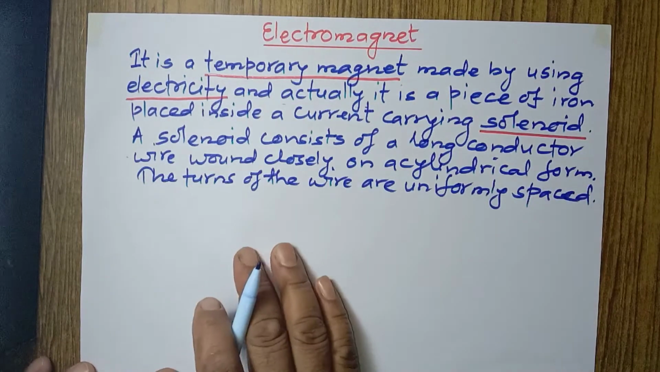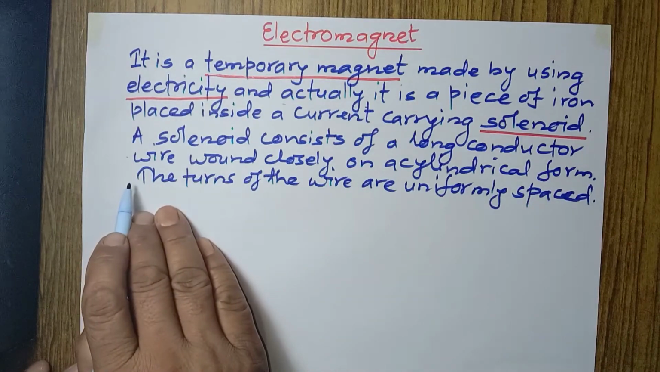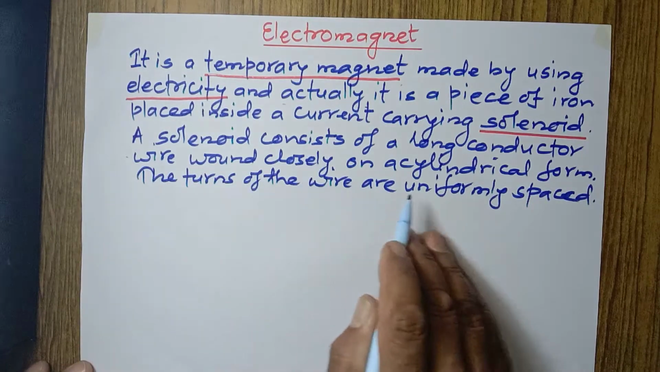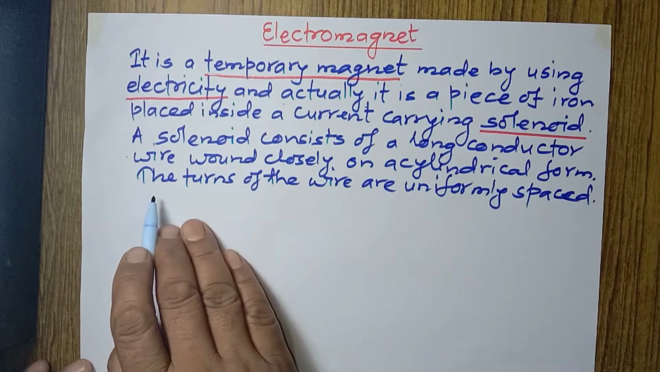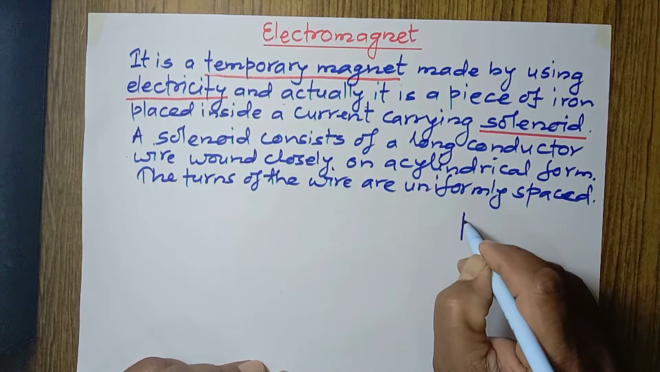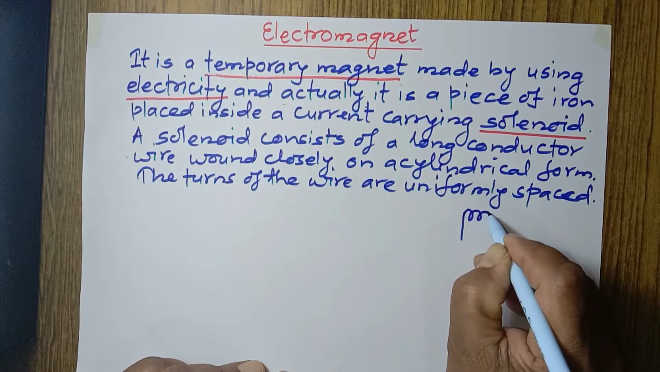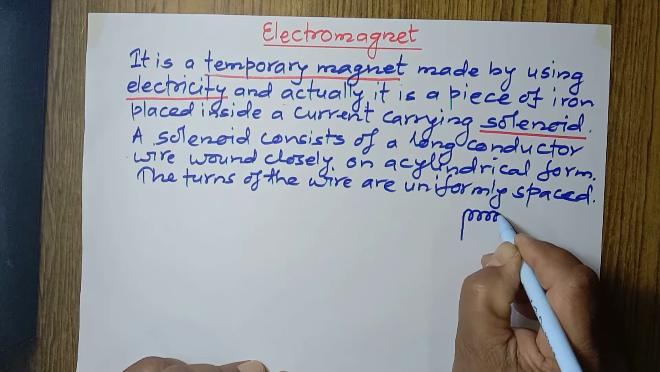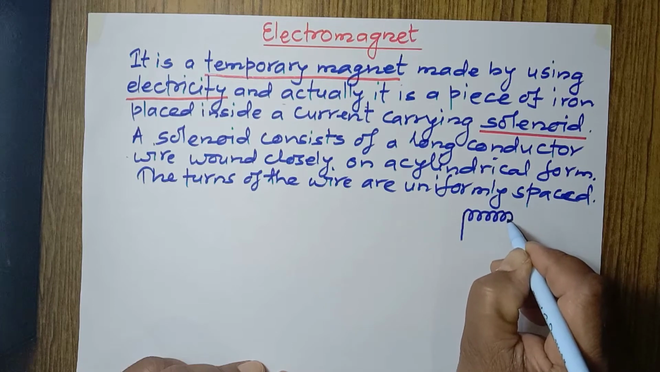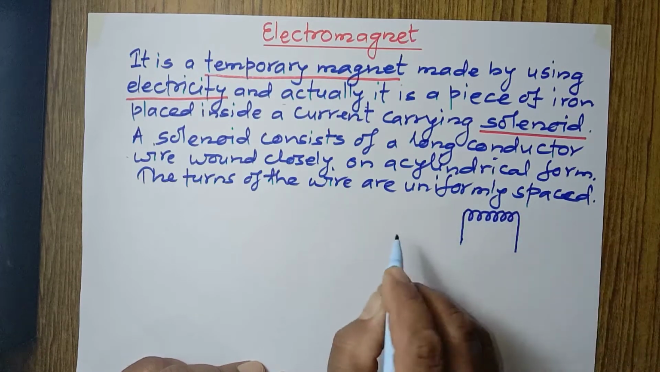Looking at this only, we cannot understand so clearly. Solenoid consists of a long conductor wire wound closely on a cylindrical form. What does it mean? It's like this. If a long conductor wire is wound this way, look at this, this is a solenoid. This is called solenoid.